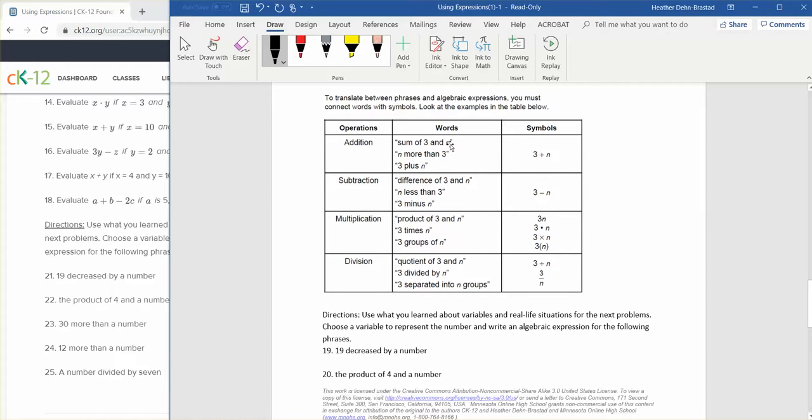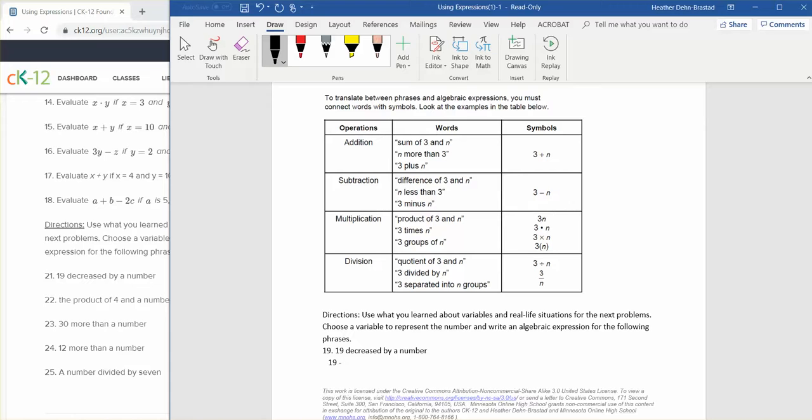Like decreased, if you look up here, it's not on here. So which one do you think decreased would fit by? Does it fit in addition? No, when you're adding, you're increasing. It fits in subtraction. So even though it's not in the table, doesn't mean that that's not going to be the operation to use. So in number 19, it says 19 decreased by a number. So I'll write 19. And then decrease means to subtract. So I'm going to put the subtraction sign.